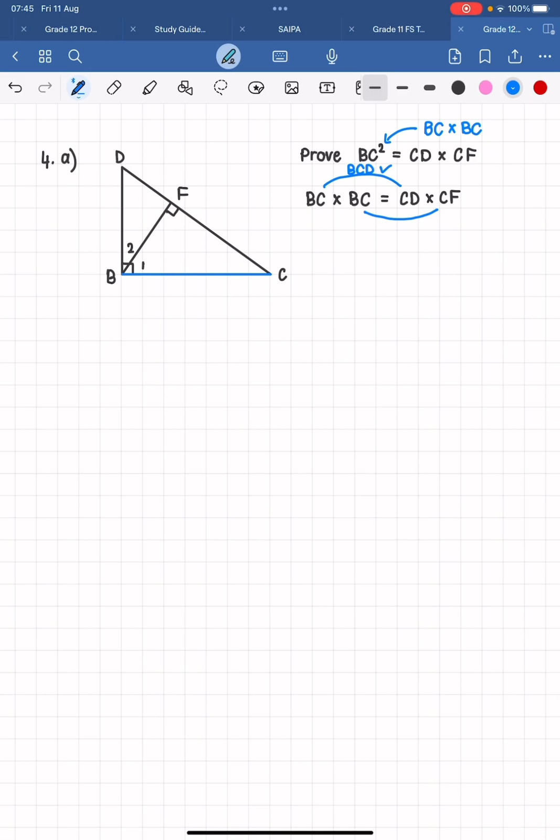And then we're going to look at B, C, F. B, C, and F. Those are the letters that appear there. Is B, C, F a triangle? Yes. All right, so those are going to be the two triangles that I'm going to work with. So we're going to say in triangle BCD and triangle BCF.